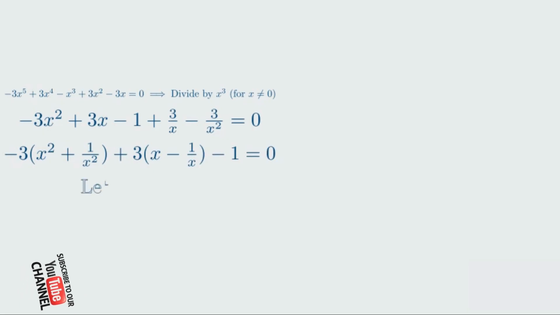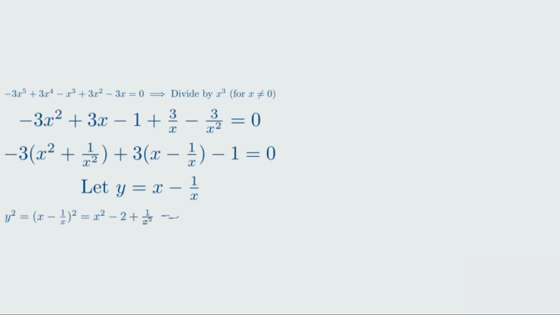We can use another substitution here. Let's set a new variable, say y, equal to x minus 1 over x. Now, let's find an expression for x squared plus 1 over x squared in terms of y. If we square both sides, we get y squared equals x squared minus 2 plus 1 over x squared. This means x squared plus 1 over x squared is just y squared plus 2. Substituting these into our equation gives us a simple quadratic in y.